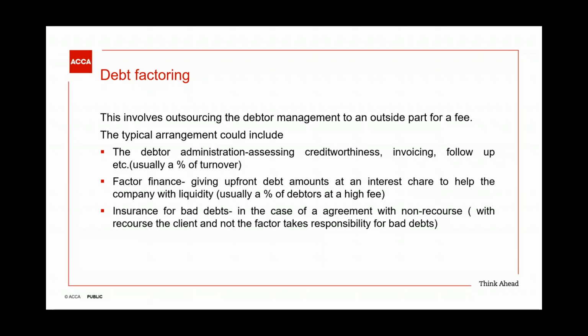What happens is this particular agreement can always be of three parts. First of all, the factoring company itself can look at an administration of debtors. So they will take over your debtors function. They will do the invoicing for you. They will do the credit screening for you.